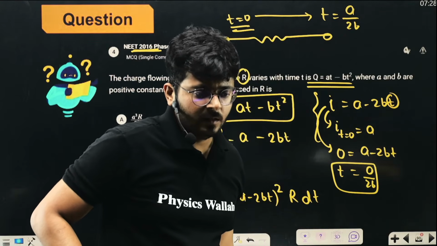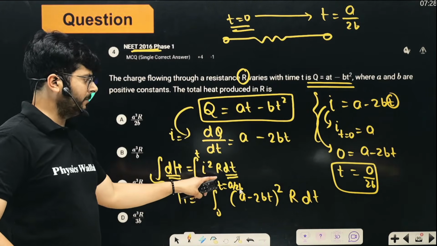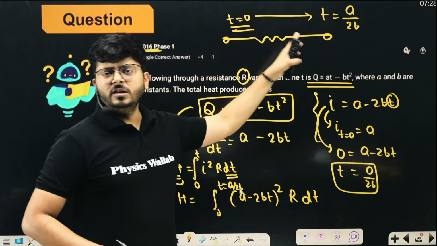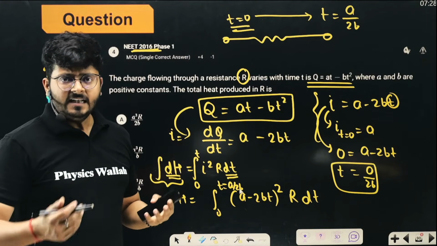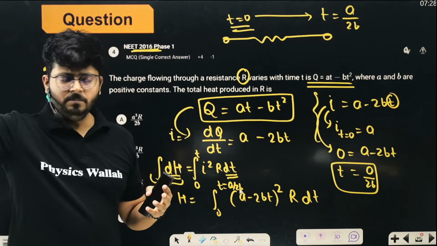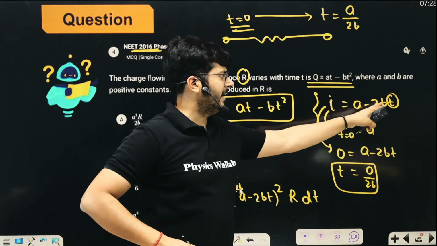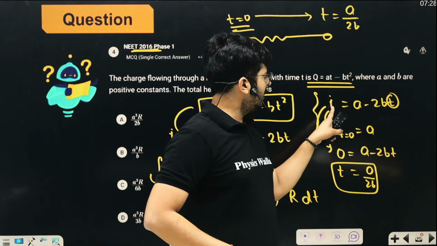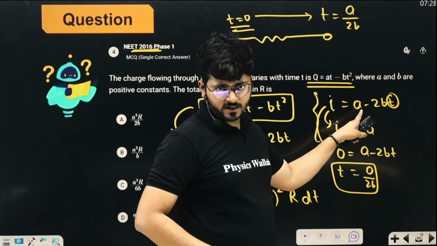Got it? How did you get the limits? My dear kids, listen one more time. Here, this is the wire. This wire is carrying the current, right? The current itself is changing with time, and the value of current is a minus 2b into t, right? If you put t equals 0, the current equals a units, right?